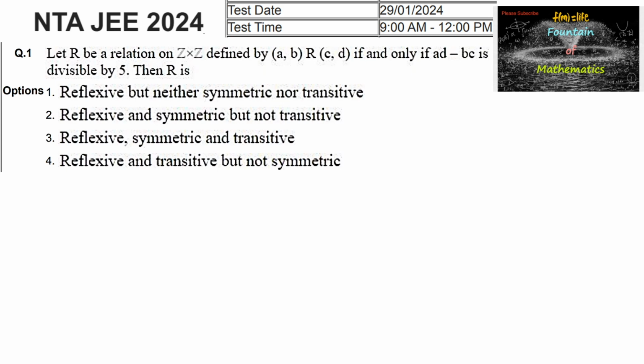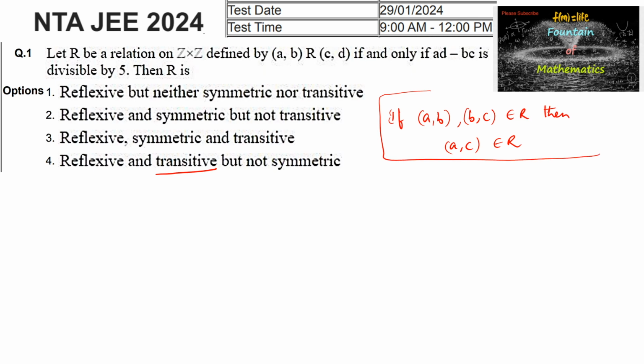And now coming to transitive. The transitive definition says that if (a,b), (b,c) belong to R, then (a,c) must belong to the relation R. Let us take an example, because this is not transitive. We need to give one counterexample.